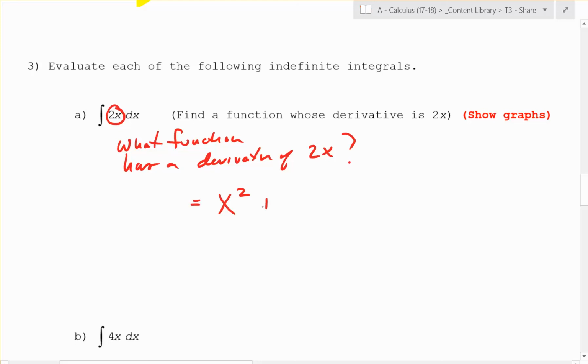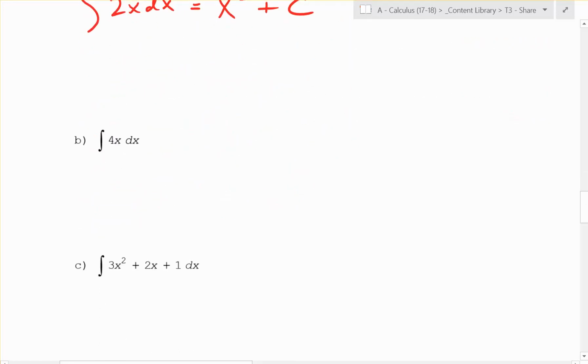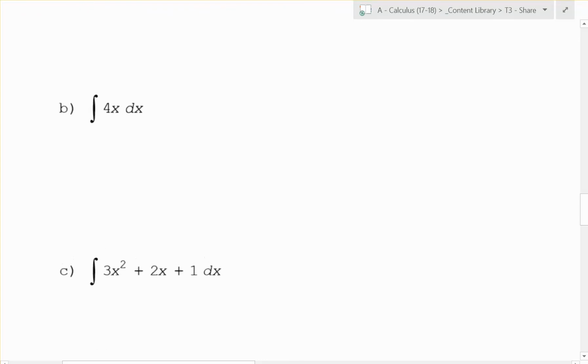Keep in mind, though, there could be a constant on this. So the indefinite integral of 2x is x squared plus c. Let's change it up just a little bit. What about the indefinite integral of 4x?